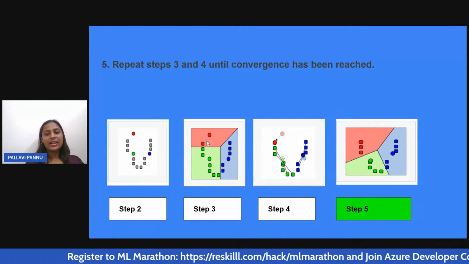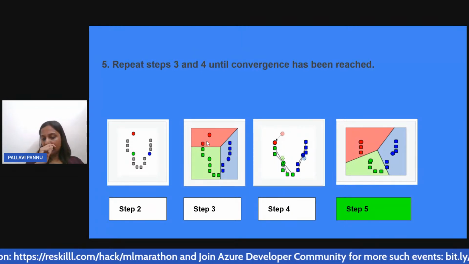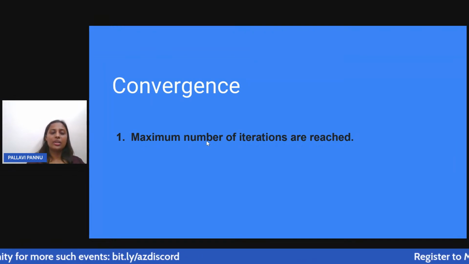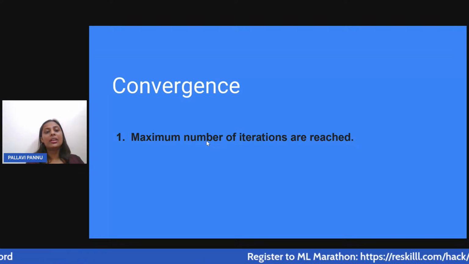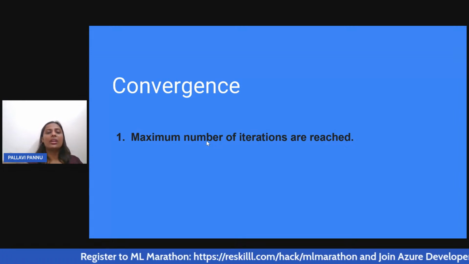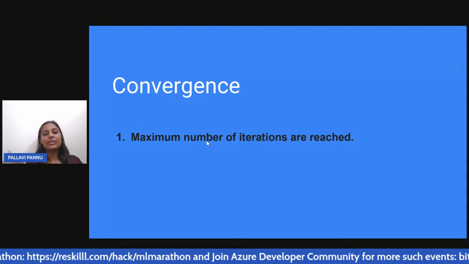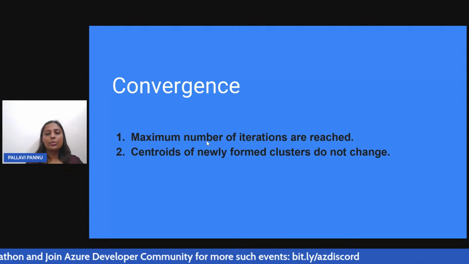I will be doing this again and again until the number of iterations is reached, or until it makes no difference. So if someone asks you when you are going to stop this, you say, okay, it's an iterative algorithm, but some stopping criteria will be there. You can say the maximum number of iterations is reached. You can say, okay, I just want to run for say 10 iterations, so it will stop after 10 iterations. Or you can say the centroids of the newly formed clusters do not change.